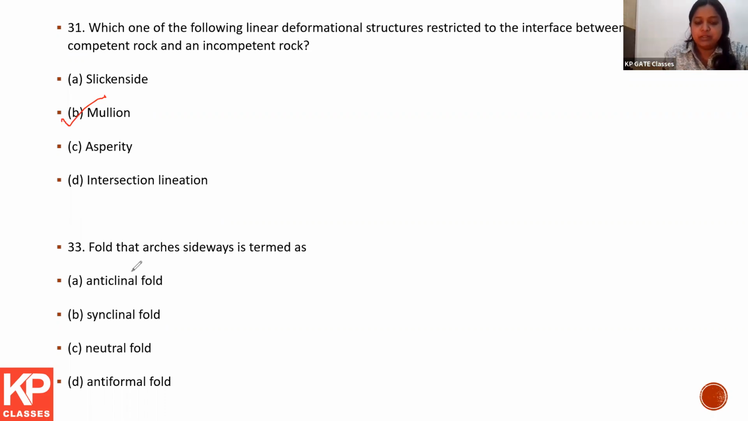Next one: faults that arch sideways are termed neutral faults. Very easy. They are sideways: anticline, syncline, antiform. Anticline and syncline are based on the younging direction. Antiform is based on the closure direction.